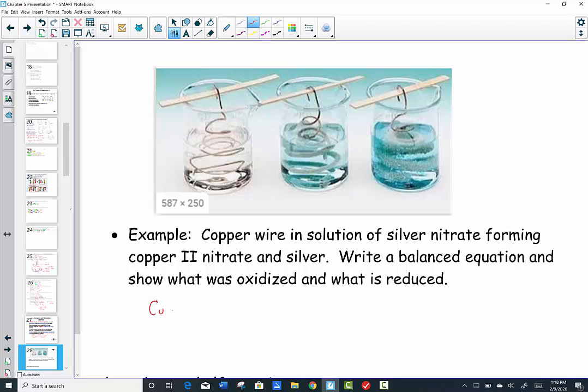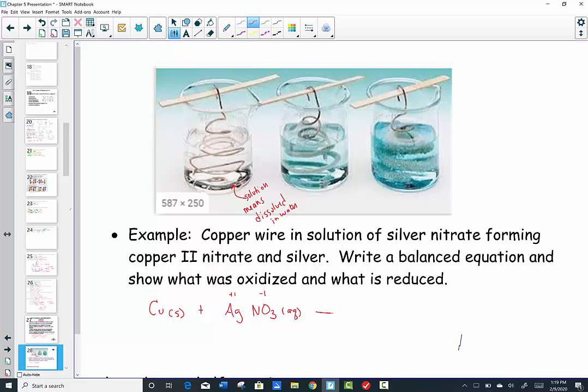I have a piece of copper wire, so I'm going to add in just that little s to let you know that it's in the solid phase. And it's reacting with a solution of silver nitrate. I'm going to put in aq to let you see that it's a solution. So it's not a solid salt of silver nitrate, which are kind of like gray crystals, but it's dissolved in the water. So the copper wire is the solid phase sitting in a solution where I've taken crystals of silver nitrate, stirred them up in water, and made a solution.